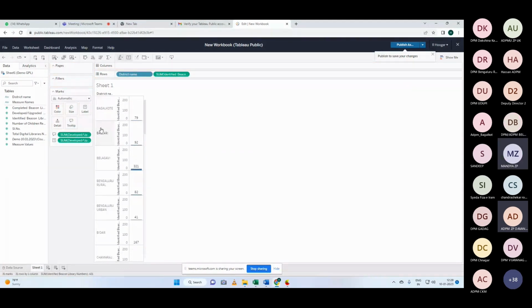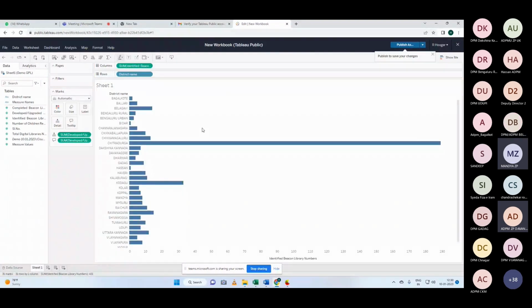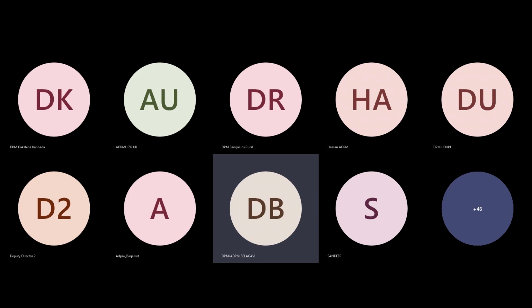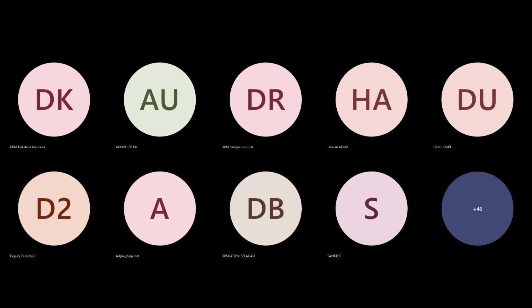And now whatever fields we want, suppose we want completed beacon library or number of children registered. We can simply click any field and put it here. So it will come like this. But to make it more meaningful, we can sort it in descending order, from increasing to decreasing order.